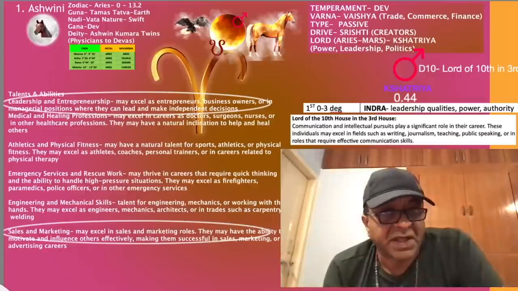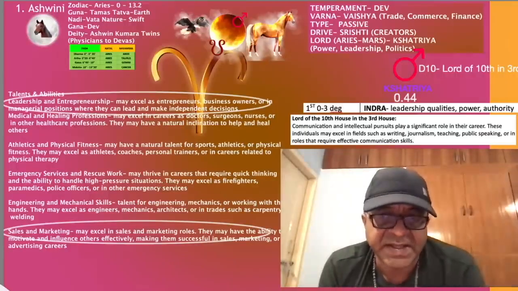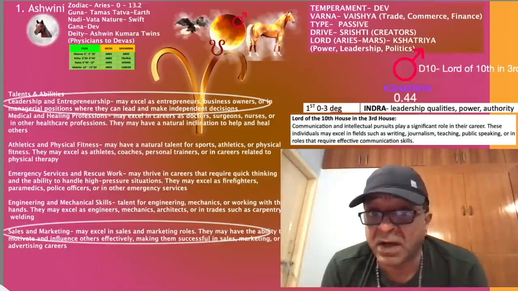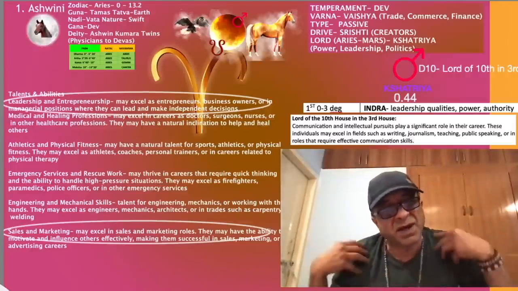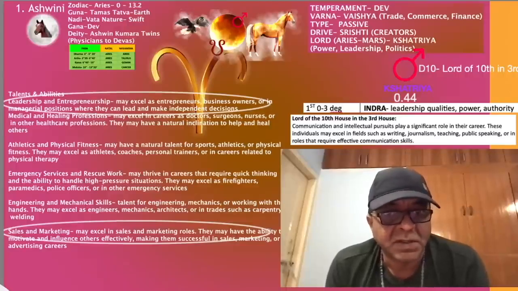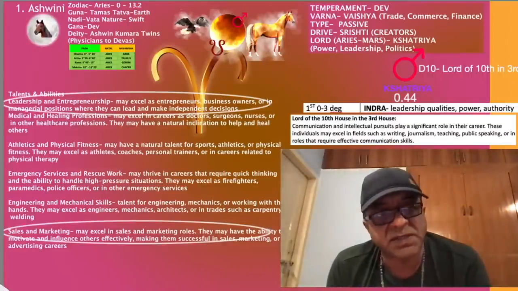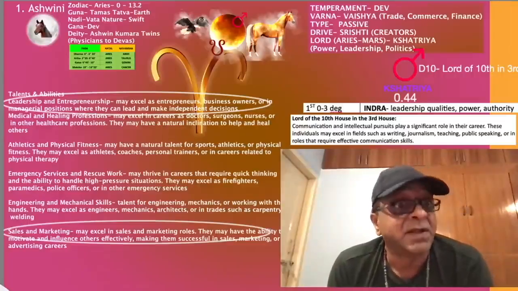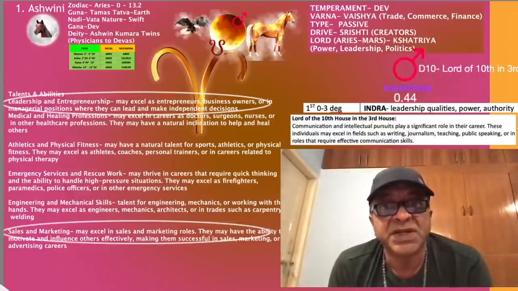Now, the Lord of the 10th. Finally, we conclude with the Lord of the 10th, where it is sitting in the D10 chart. Okay? So, the Lord of the 10th in her case is Mars, and he's sitting in the third house. Third house is about communication, written communication, more like hands. So, that might be more like it. And what here in Ashwini Nakshatra signifies what she is actually doing. Leadership and entrepreneurship. They may excel as entrepreneurs, business owners, or in managerial positions. Okay. She needs to create that.